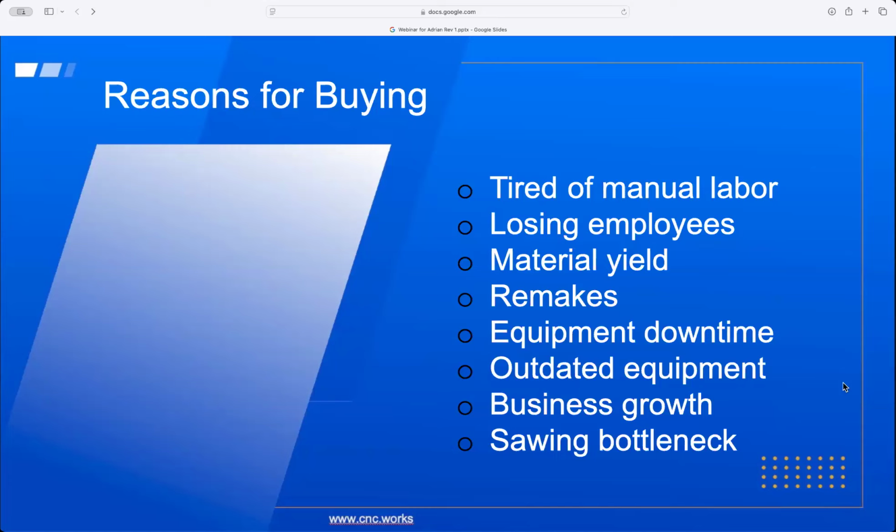Adrian, before we move to the next slide, let me take you back to the first bullet point, tired of manual labor. As a rule of thumb, is there a productivity factor of increased productivity that you see when businesses shift from pure manual labor into using either of these two mechanized tools?